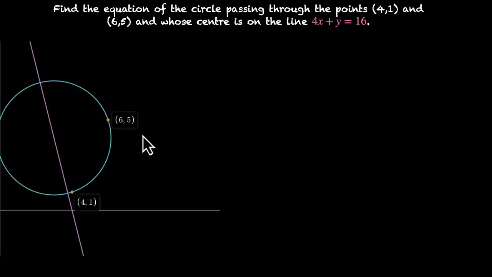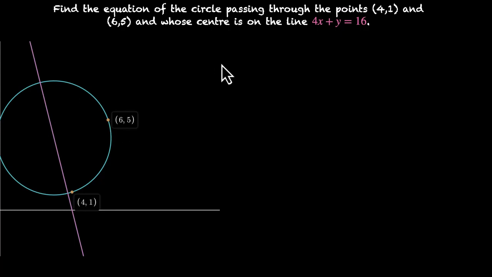Let's first plot this. We have these 2 points (4, 1) and (6, 5). Both of these lie on this circle. And the center of the circle lies on this line. You can see that this line splits this circle into 2. So the center lies on this line 4x + y = 16. Now, how do we use this to find the equation of the circle?